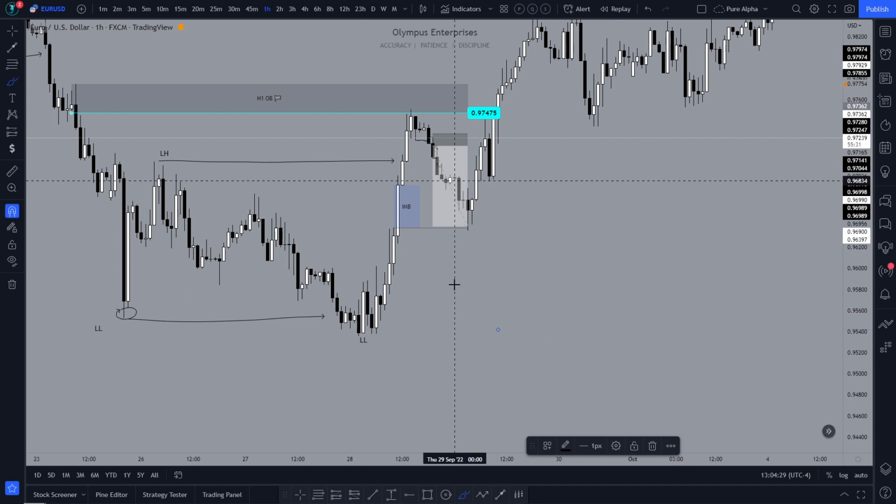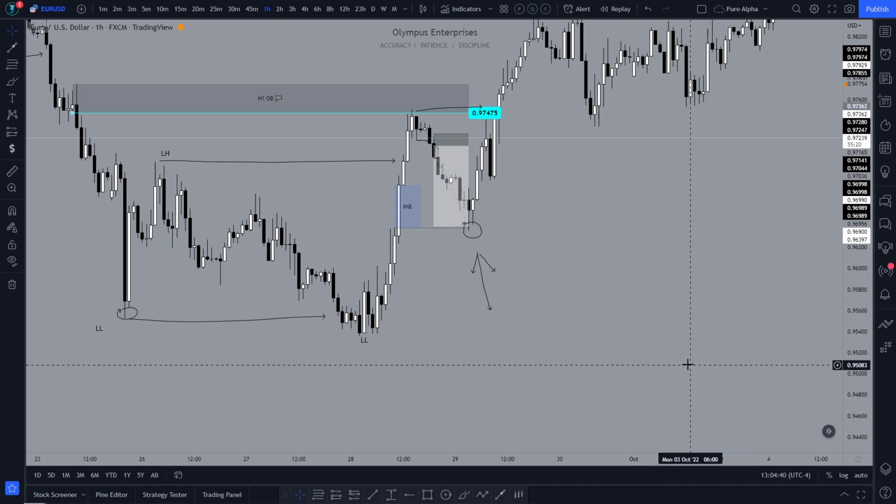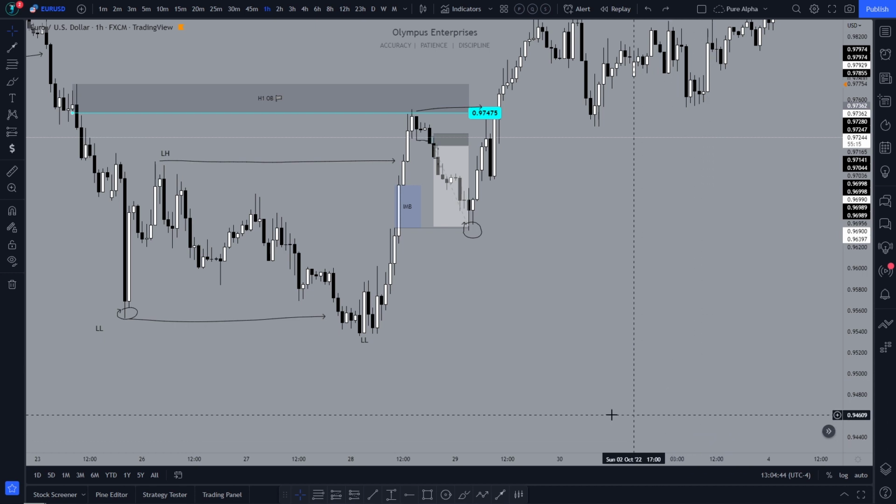Now, notice how we just flipped, because now that we broke this high, we just confirmed this as a what? What is this right here? What is this? Okay, you got 5 seconds. Okay, that becomes a higher low.